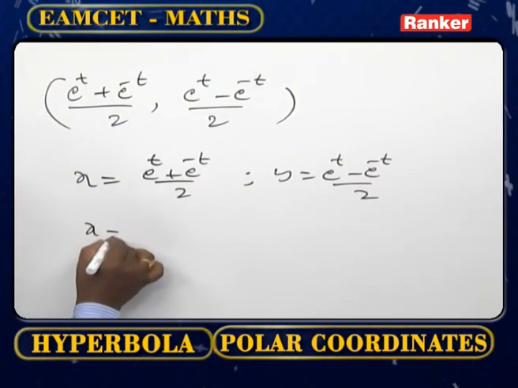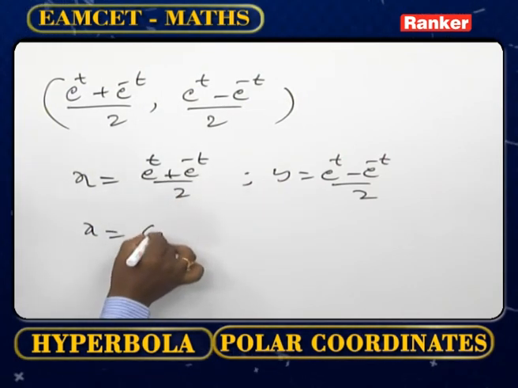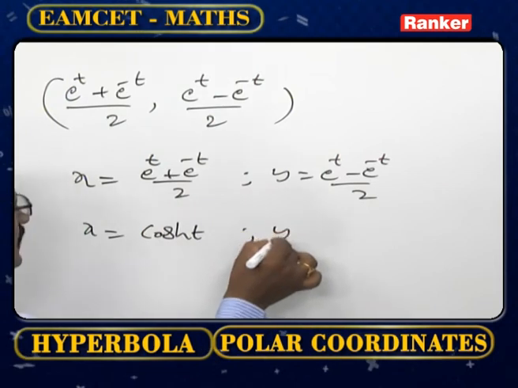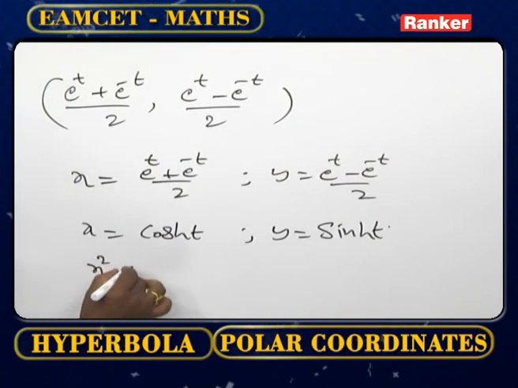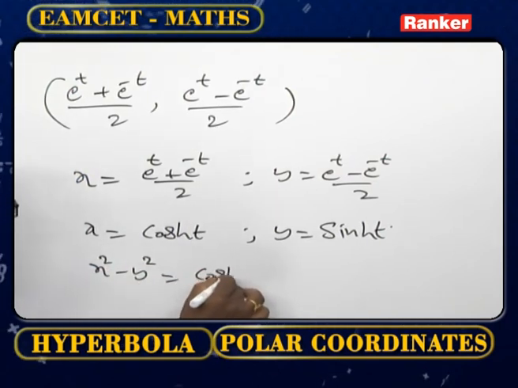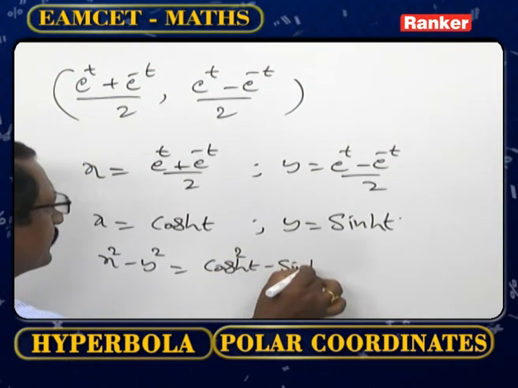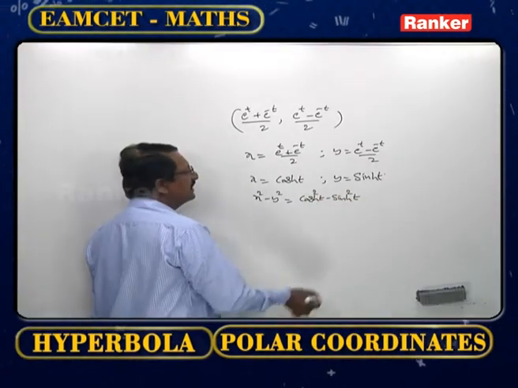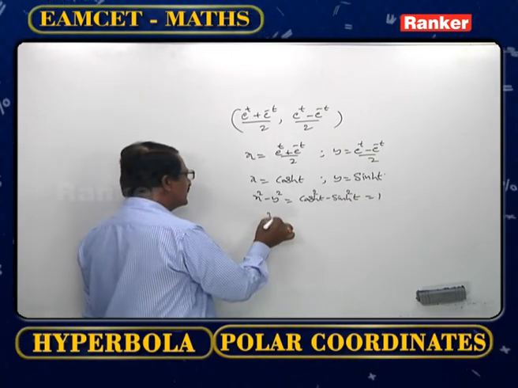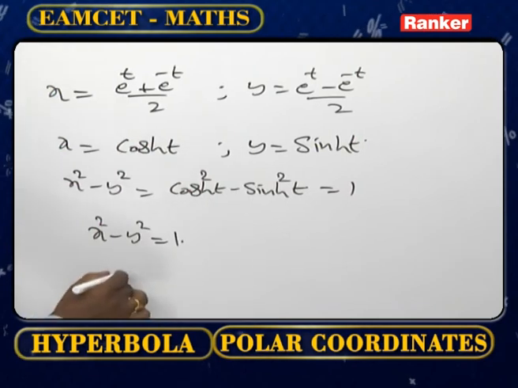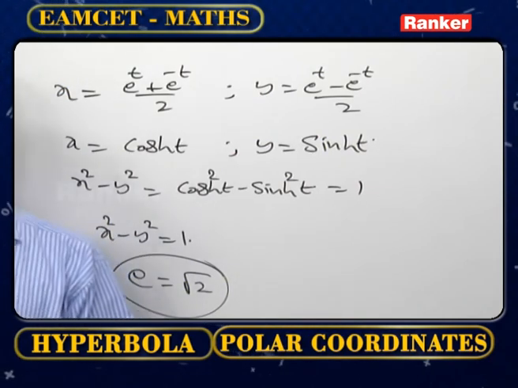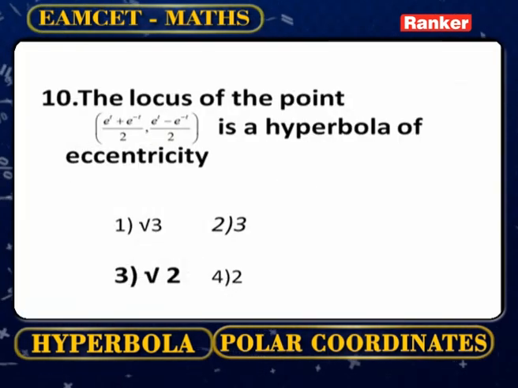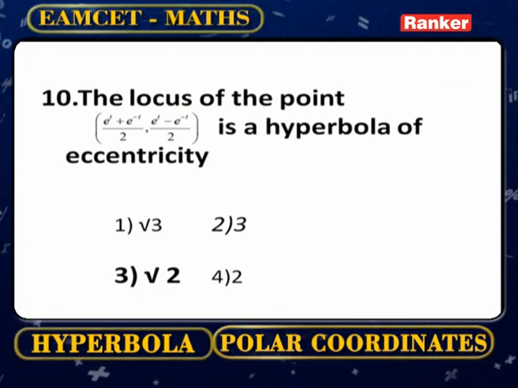Now here x equals e power t plus e power minus t by 2. It is nothing but cos ht. Similarly y equals sin ht in hyperbolic functions. Now x square minus y square equals cos h square t minus sin h square t. But cos h square t minus sin h square t equals 1. Now x square minus y square equals 1. Now it is also a rectangular hyperbola. Then its eccentricity equals root 2. Third option is correct.